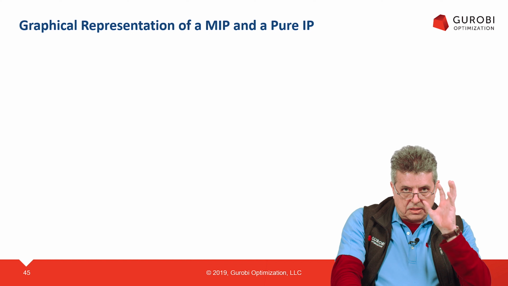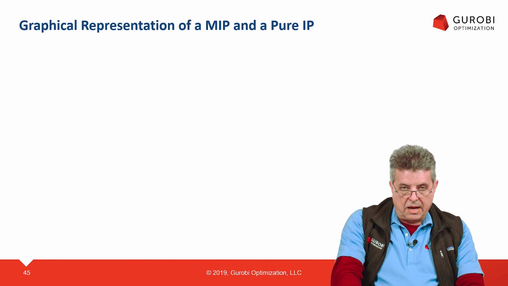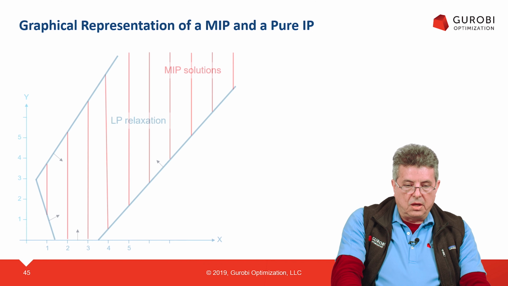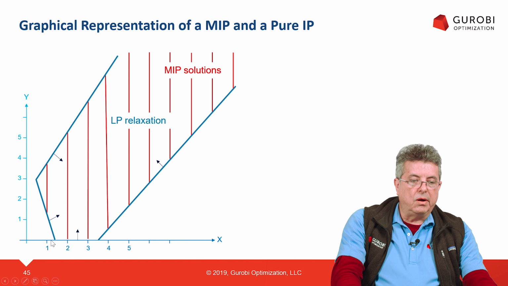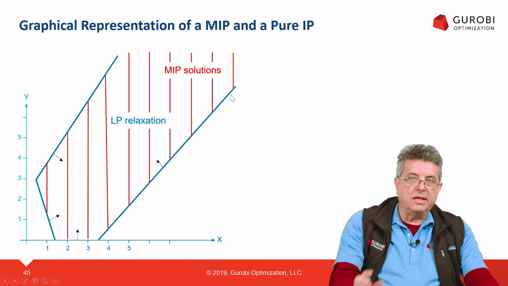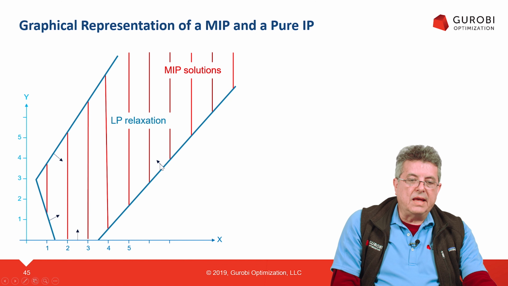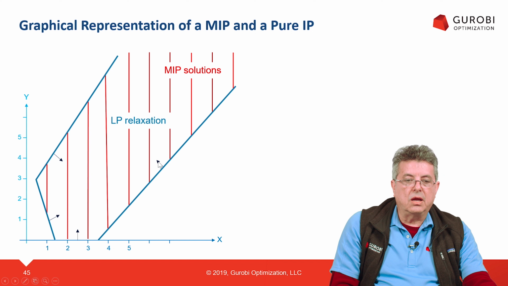So just to fix ideas about what is happening when you have MIP problems with integer variables, let's consider this graphical representation of a problem that has two variables. The x variable is defined by this axis and is required to be integer, and the y variable is continuous and is defined by this axis here. And let's assume that these blue lines define the constraints of your problem, and the direction of feasibility of these constraints is defined by these dark arrows.